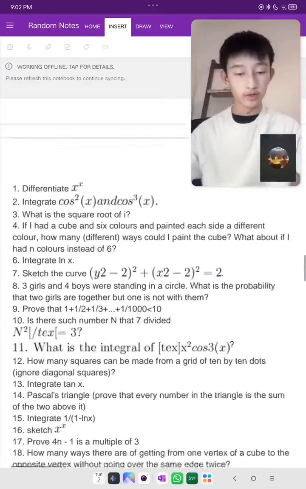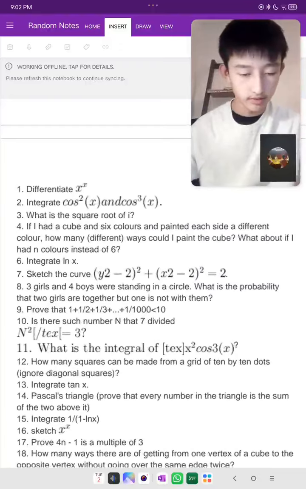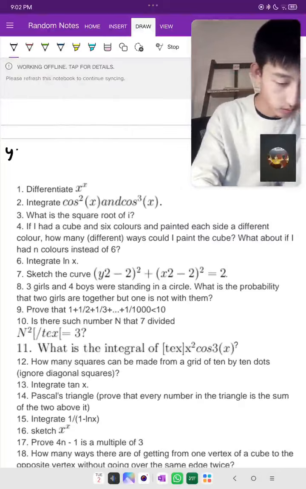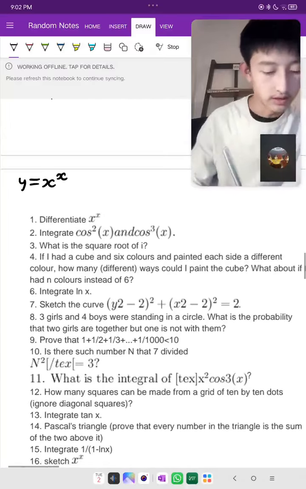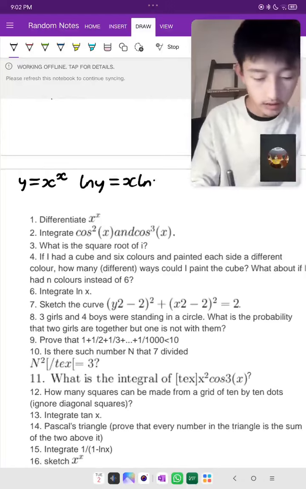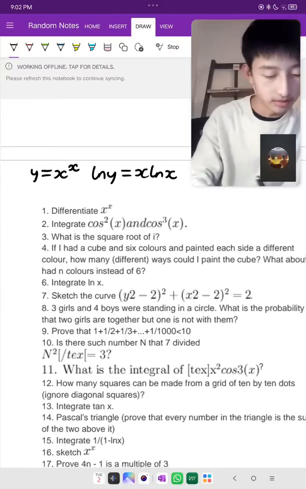Okay, time for more interview practice. Differentiate x to the x. I'm going to say y equals x to the x, which means if I take the natural log of both sides, ln y is x ln x, and I can differentiate implicitly.